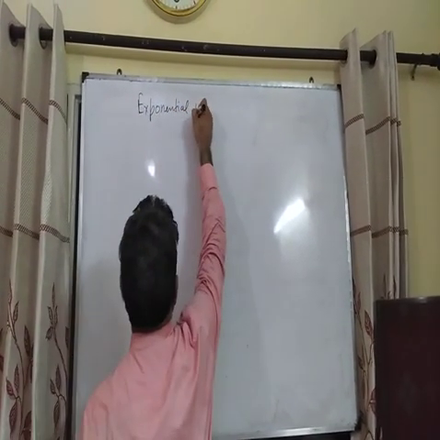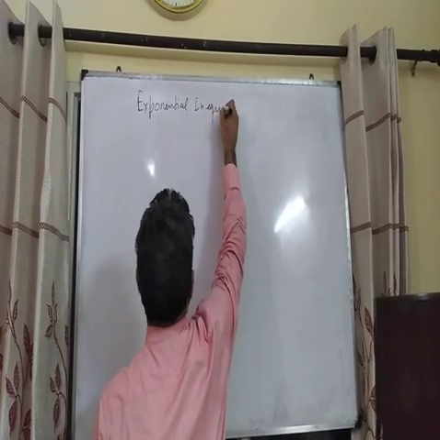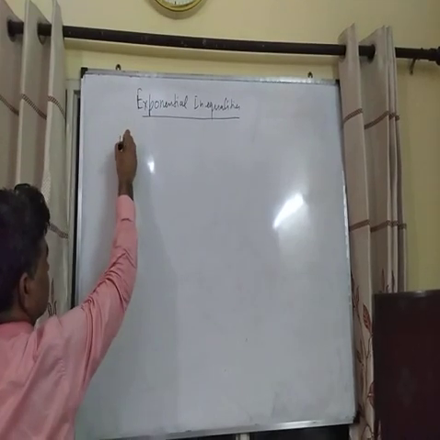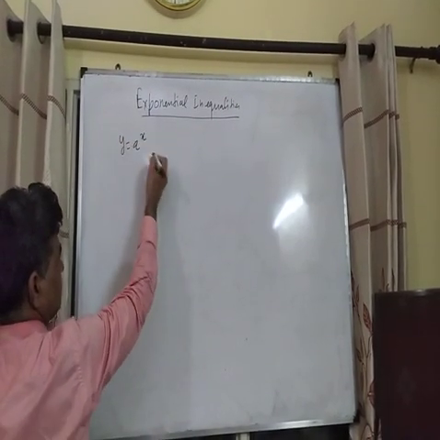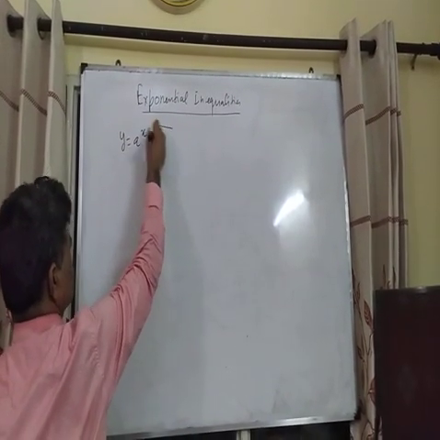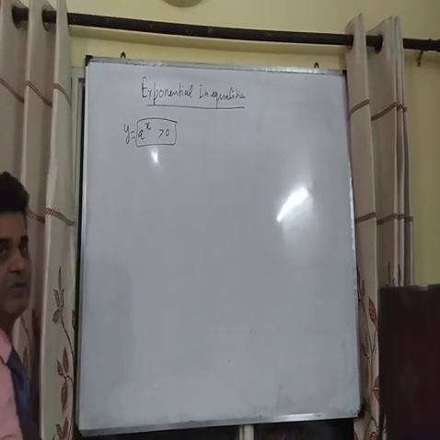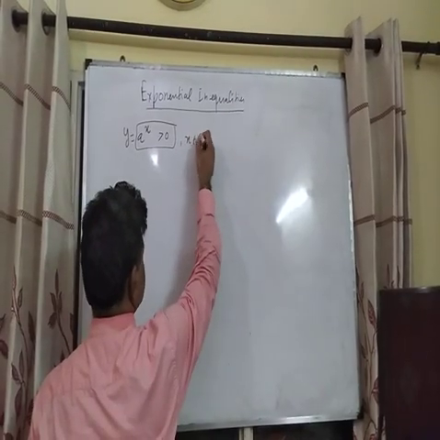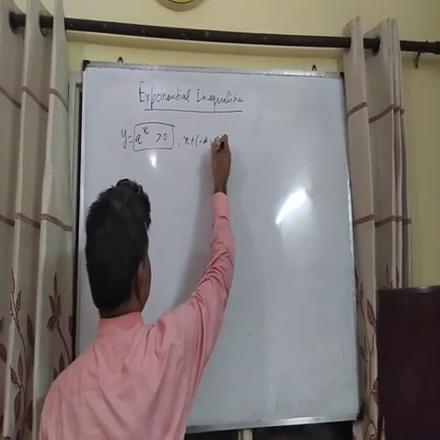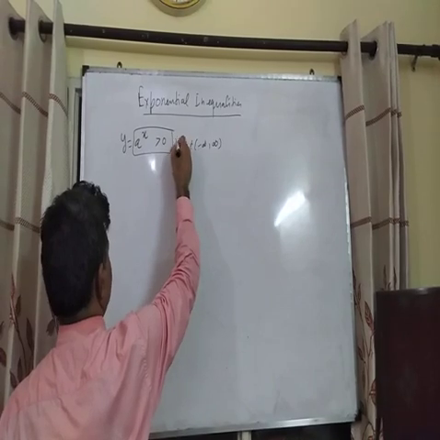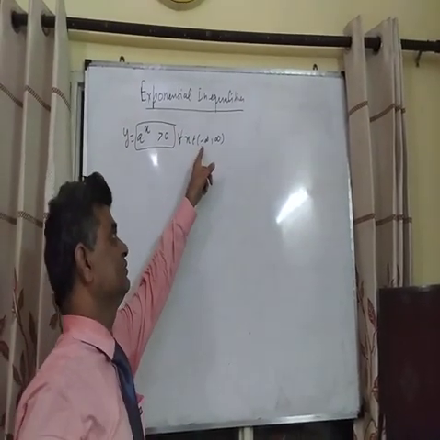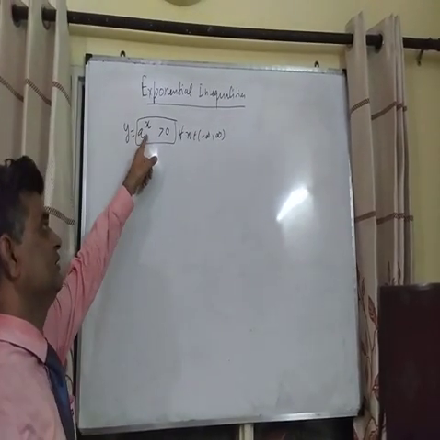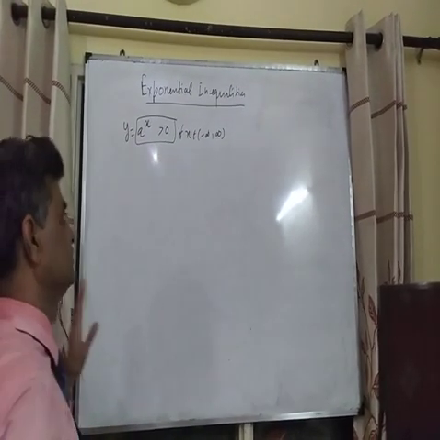Exponential inequalities. First of all, we'll discuss, say, y is equal to e to the power x, which is always a greater than 0 quantity. So e to the power x is always a positive quantity, whatever be the value of x, where x can take values from minus infinity to infinity. For all x belonging to minus infinity to infinity, we have to understand e to the power x is always greater than 0.